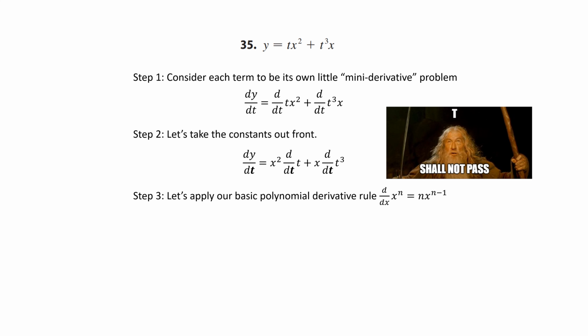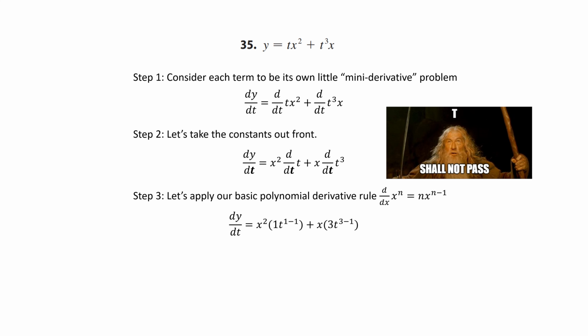Now we're going to apply our basic polynomial derivative rule. Here, we're taking that t, which you can think of as t to the power 1, and subtracting 1 from it, and moving the old exponent in front. Of course, multiplying by 1 doesn't really do anything, so you don't have to write it. I just wrote it to be explicit.